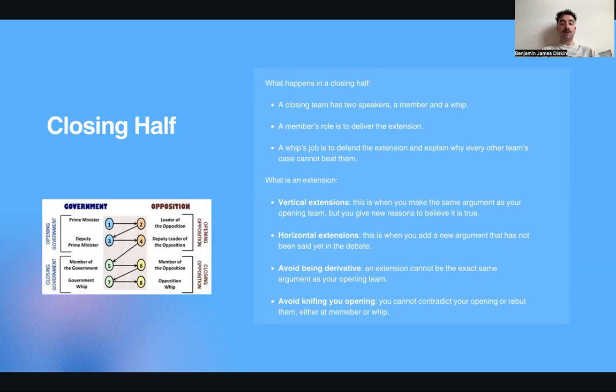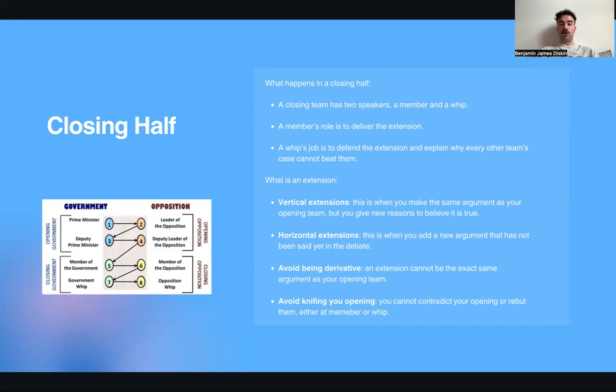There are other helpful tips and tricks that we'll discuss, but that is the key thing to focus on for now. Firstly, don't be derivative. And secondly, ensure that you do not directly contradict what your opening has said. And one final note is that you not only cannot contradict their arguments, you cannot contradict their model. So closing teams are not allowed to remodel the debate.